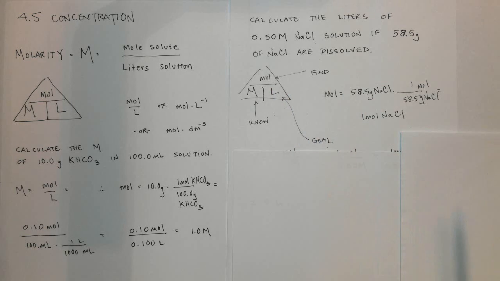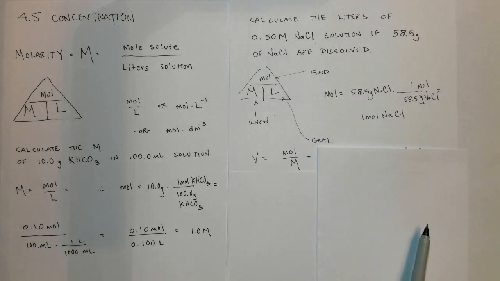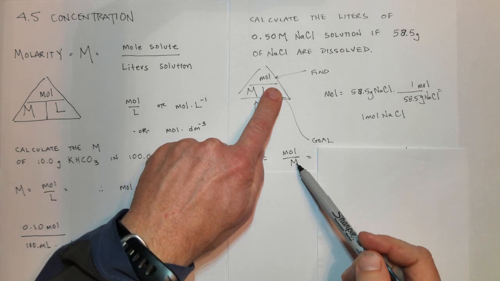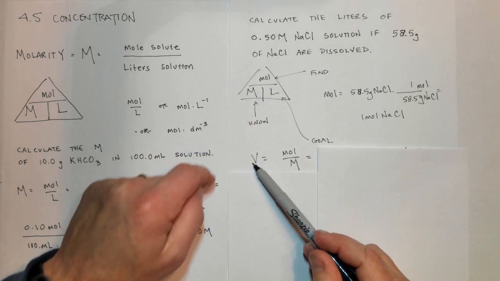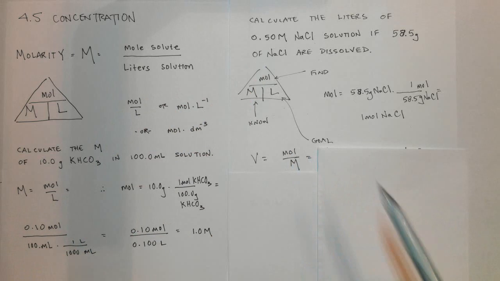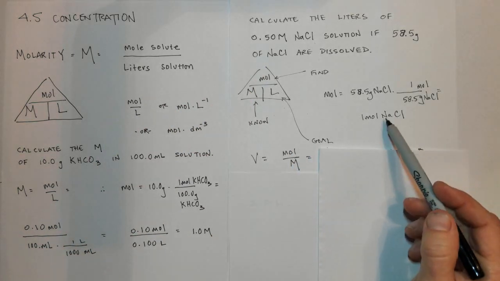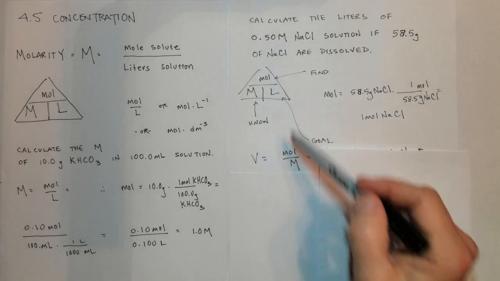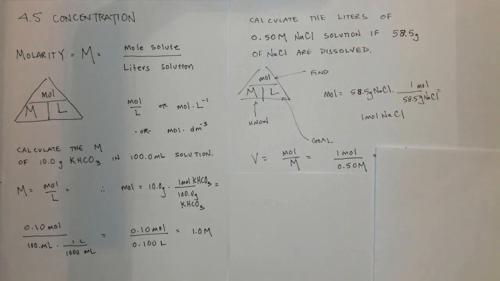Now we're going to take our moles and divide them by the molarity, covering up the L because we want to know the liters or the volume. So volume is equal to moles divided by molarity. Put in 1 mole on the top. The molarity is 0.5 molar. That comes from the question. So 1 mole divided by 0.5.